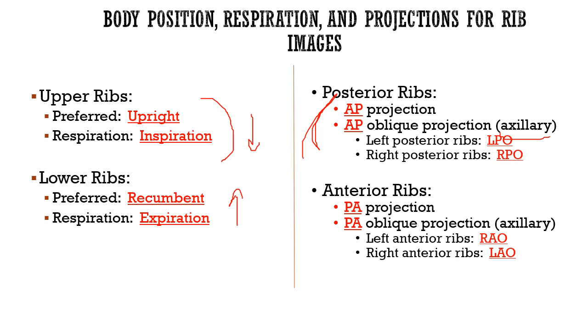Anterior ribs are the exact opposite in that we're going to be looking at the PA projections. We want the anterior aspect closest to the image receptor. And for PA oblique ribs, we're looking at the axillary ribs again, but we're looking at the side furthest from the image receptor, or away. So for left anterior ribs, we're going to be looking at the RAO, and right anterior ribs will visualize on the LAO.